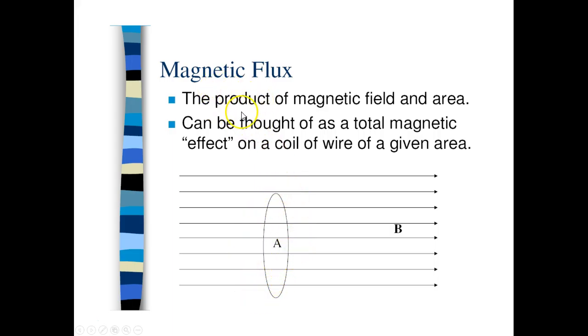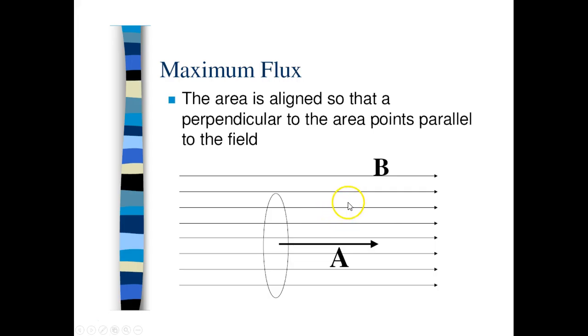So magnetic flux is really just the product of the magnetic field and area, and it can be thought of as just a total magnetic effect on a coil of wire of a given area. So it's very similar to if you had that ring in the water that is going to pass through, and that water might do some weird kind of turning and things, and it might affect that coil itself for that ring. So let's take a look at it a little bit better.